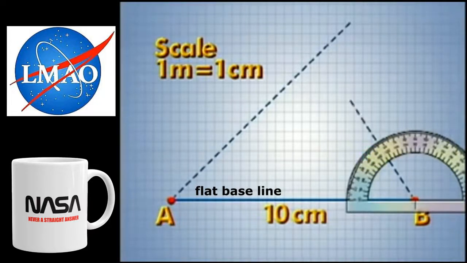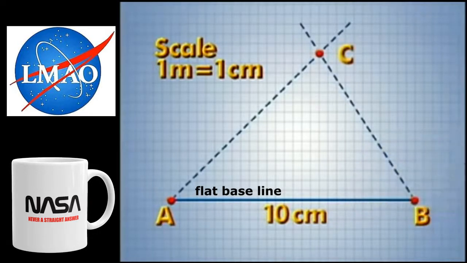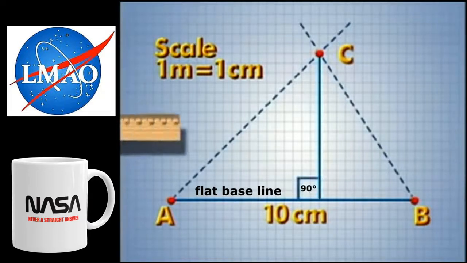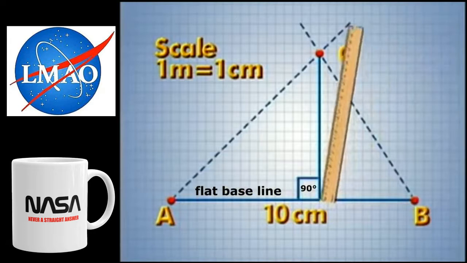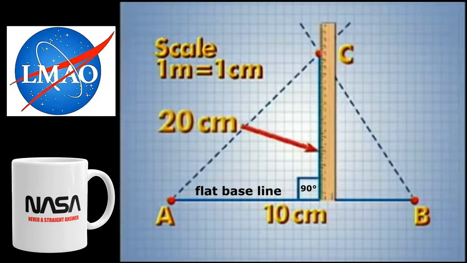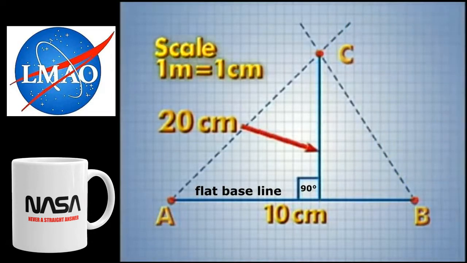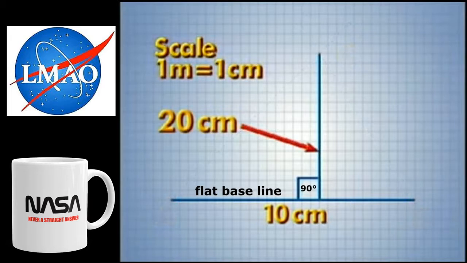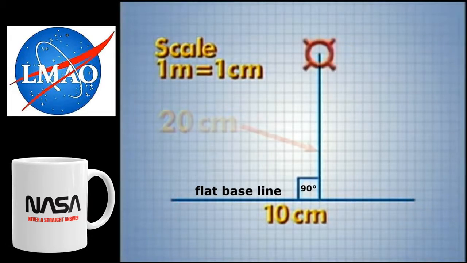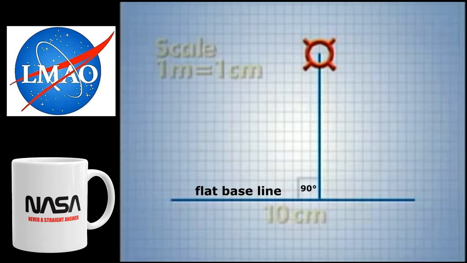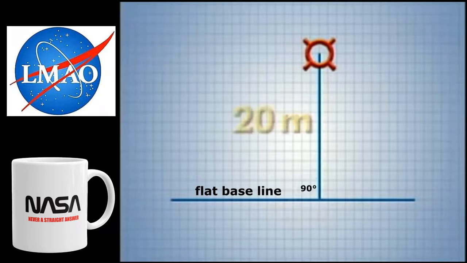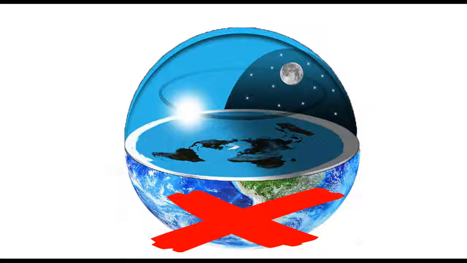As you can see, the two lines intersect. We mark the point of intersection as point C. Now we draw a line perpendicular from point C to the baseline. Using our metric ruler, we can measure the distance of this perpendicular line. Finally, using the scale 1 meter equals 1 centimeter, we can approximate the distance the actual object was from the baseline. For our case, the object is approximately 20 meters away. Yep, there you have it.